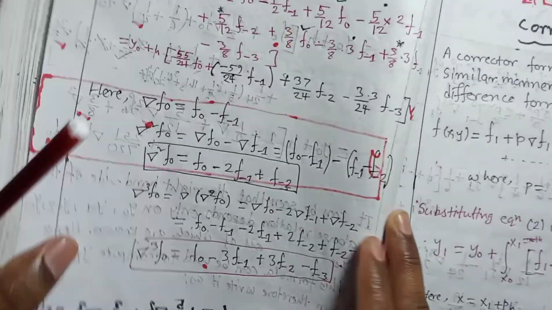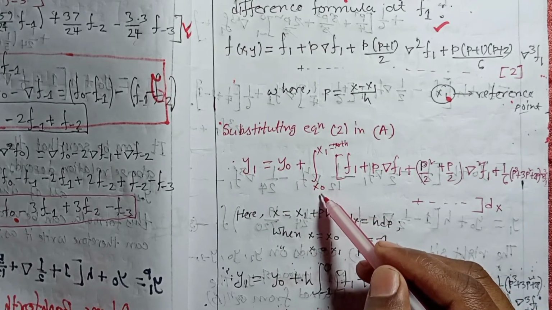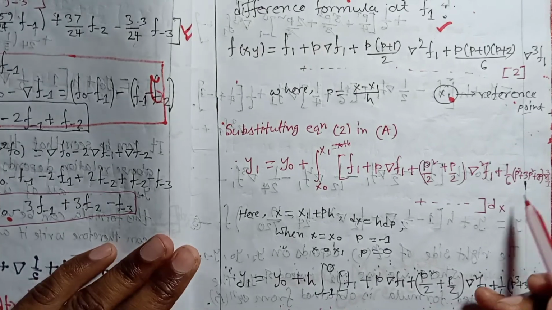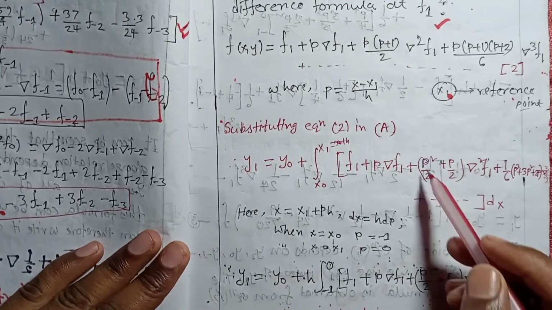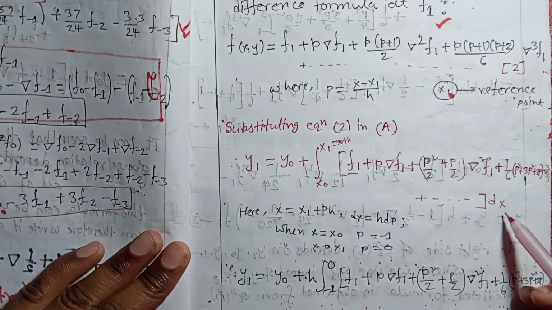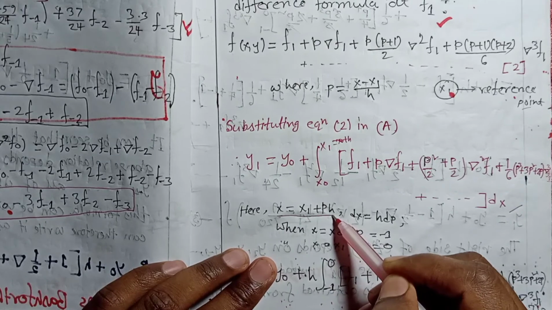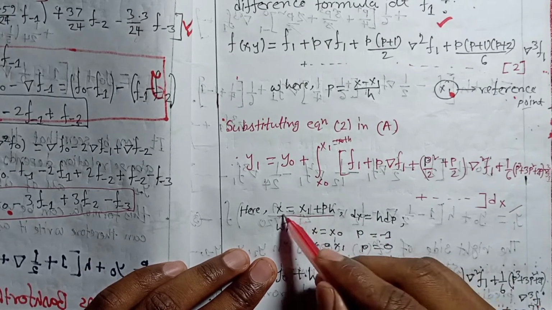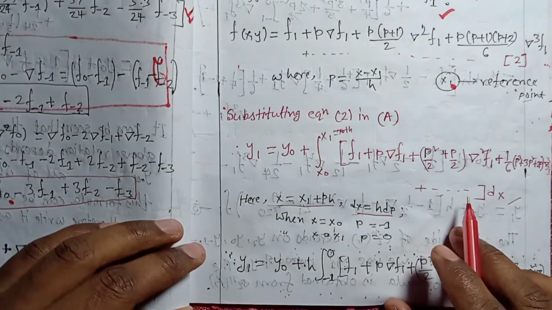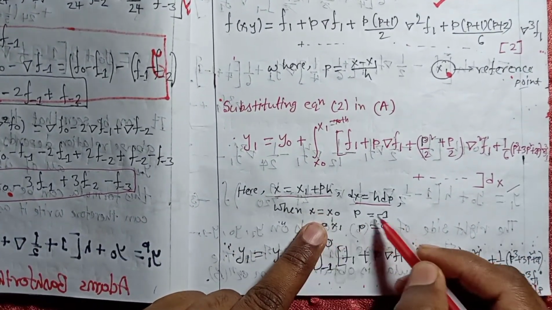Now we get y1 equals y0 plus the integral from x0 to x1 of f1 plus p nabla f1 plus p squared by 2 nabla squared f1, dx. Here x equals x1 plus ph. Now dx is equal to h dp.